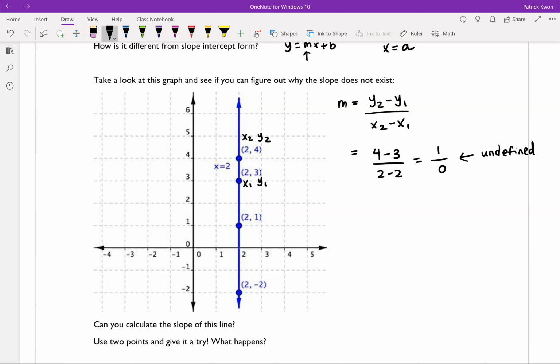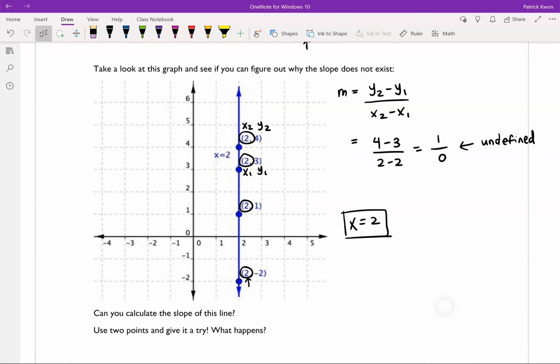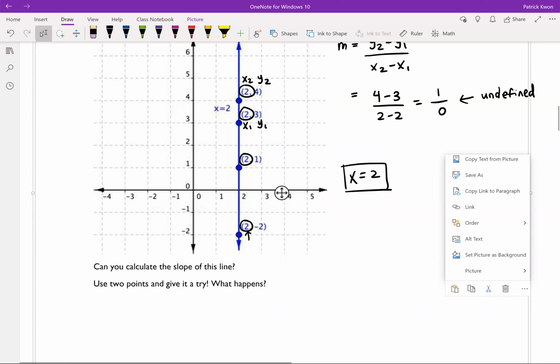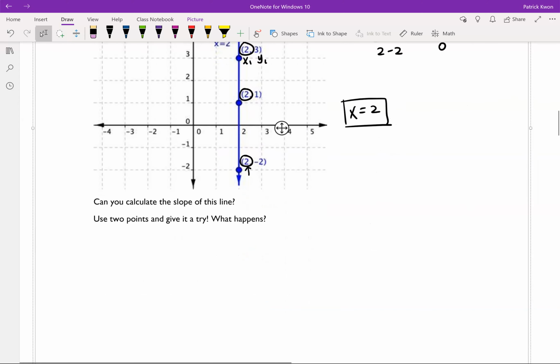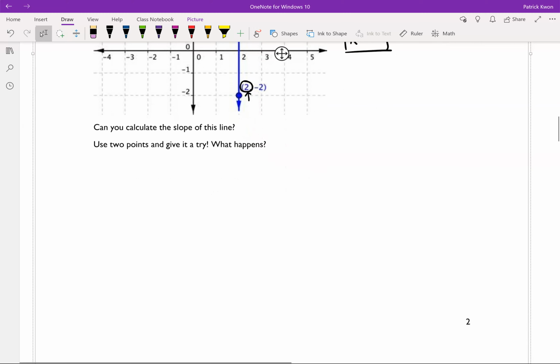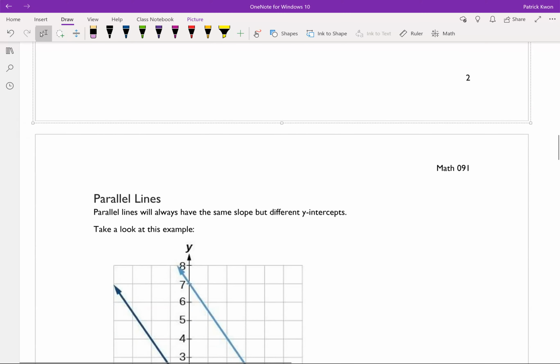And if you wanted to write the equation for this specific line, the equation for this line would be x equals 2, because notice that all of the ordered pairs have an x value of 2. So we've already tried to calculate the slope, and we've found that it's undefined.